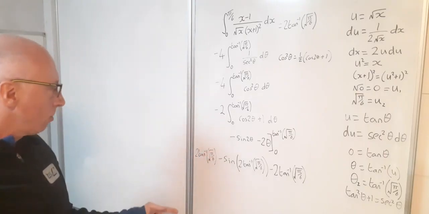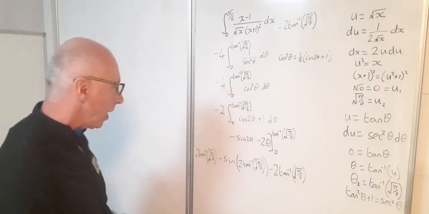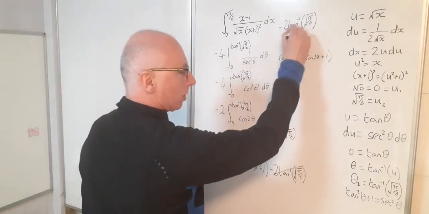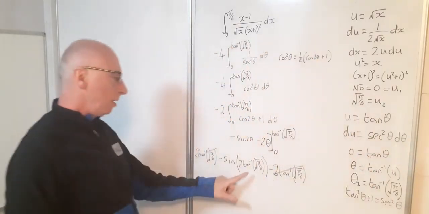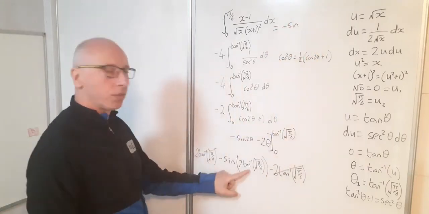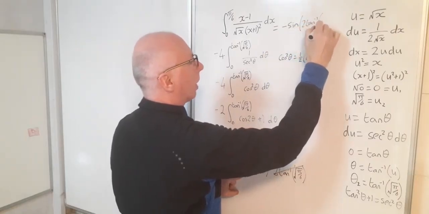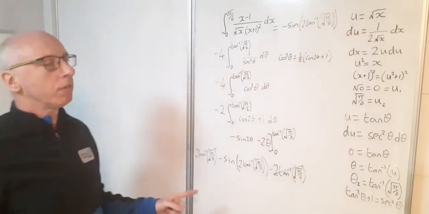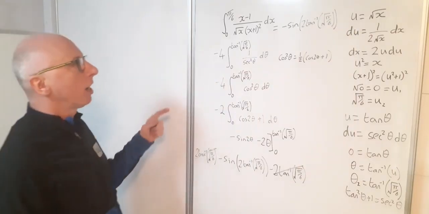And now look, good things are happening here already. I've got 2 arctangent of this square root minus 2 arctangent of that square root, so they cancel. All I'm left with now is that. So this has gone, so I can rub that out. It's not needed anymore. So that equals the negative sine of 2 times this inverse tangent of square root pi over 6. And that's my result. Plug that in our calculator and you'll get approximately -0.95.